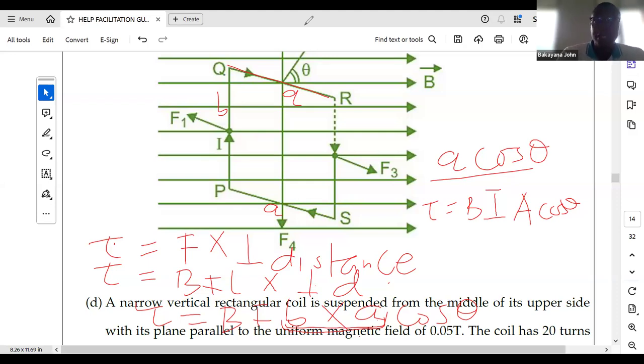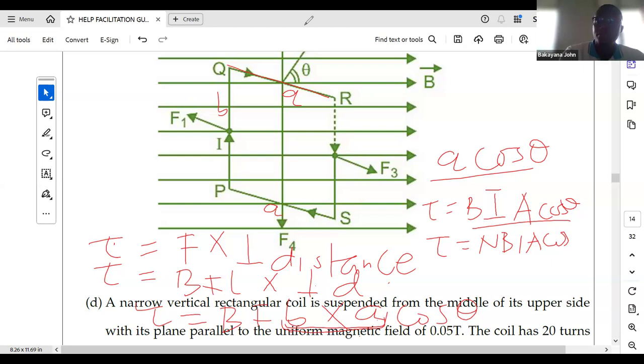At least you know that the cos theta came in when we were resolving to find the perpendicular component of side A, which we got as A cos theta. And when we combined B times A, it gives us the area of that rectangular coil. So our formula becomes torque equals BIA cos theta. Remember, we considered a coil of 1 turn. If a coil has N turns, then it becomes NBIA cos theta.